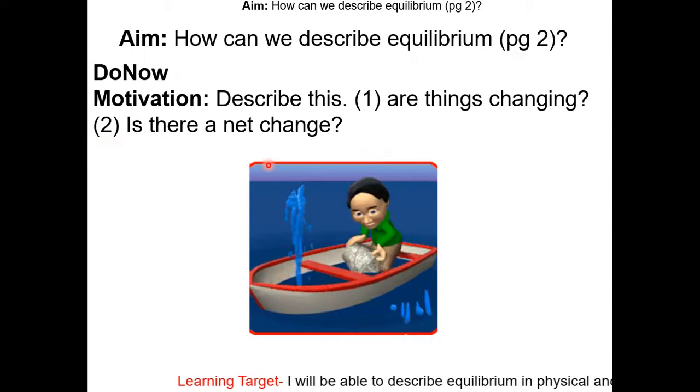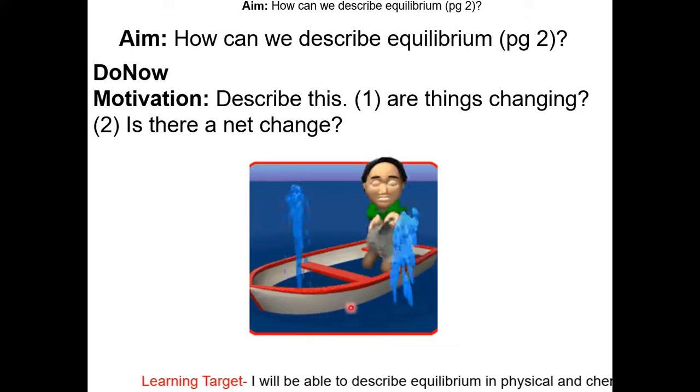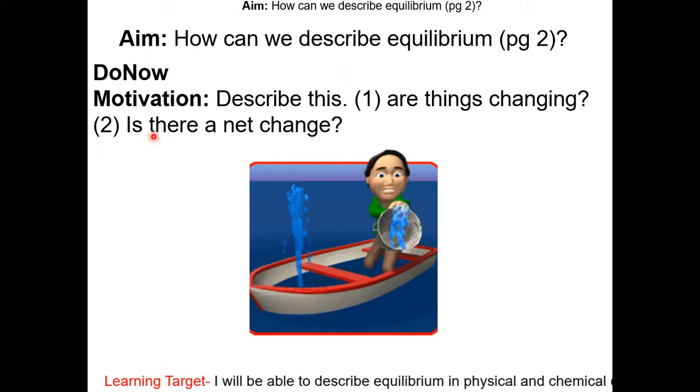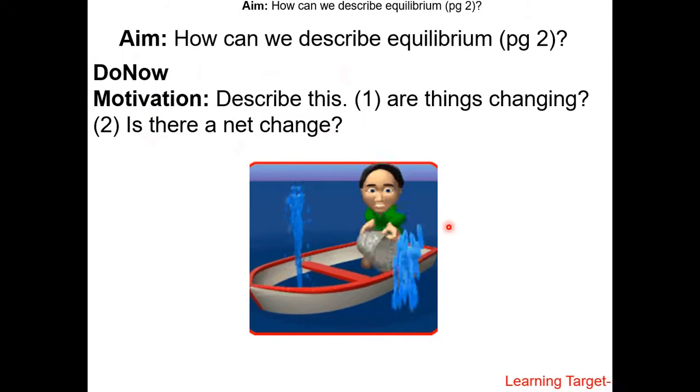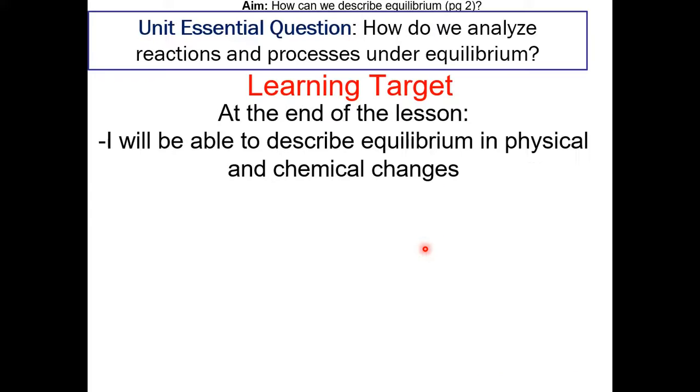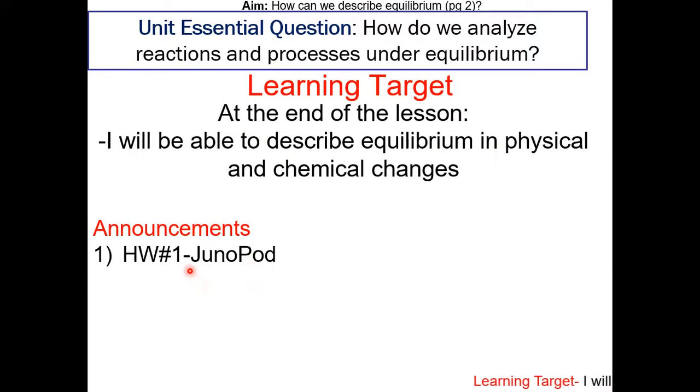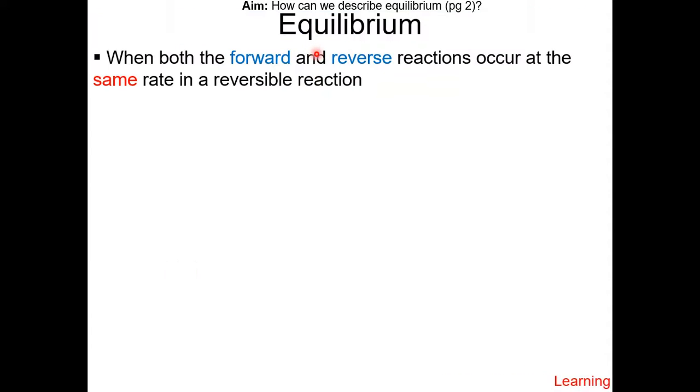Motivation. Take a moment to describe what's happening in this GIF. Are things changing? Is there a net change? This is an analogy of equilibrium. Learning target: at the end of the lesson, I'll be able to describe equilibrium in physical and chemical changes. Homework will be number 1, which will be a June Pod based off this lesson.